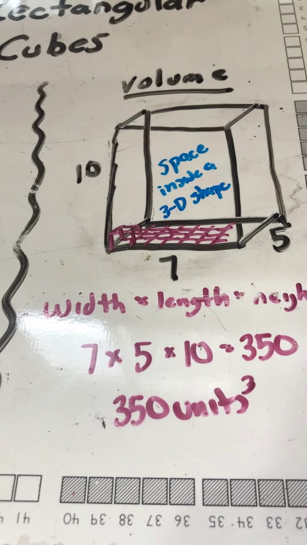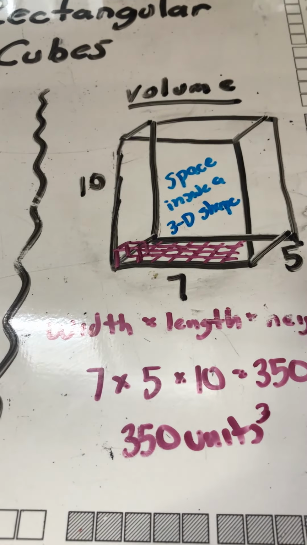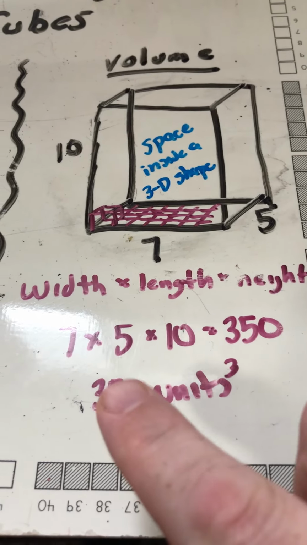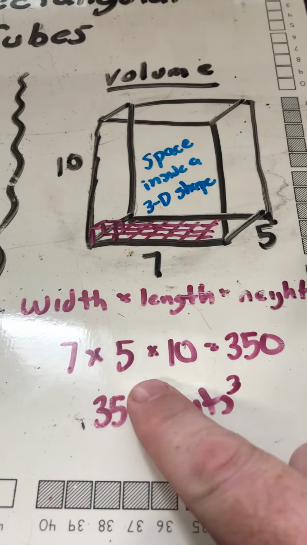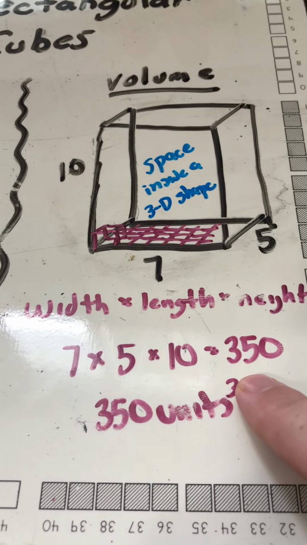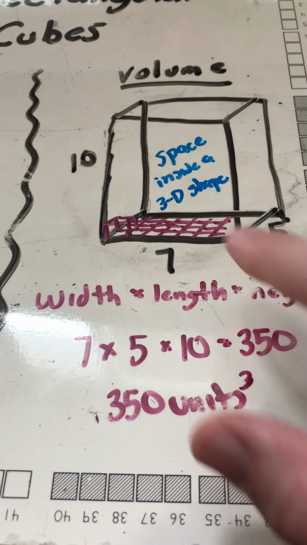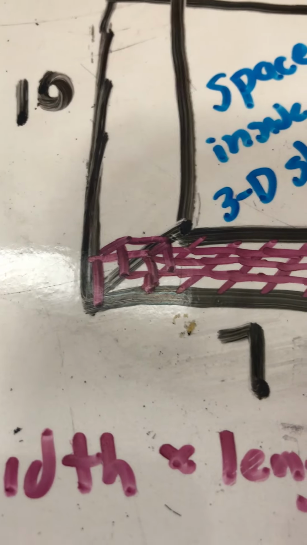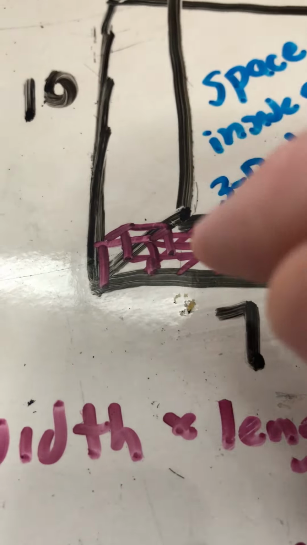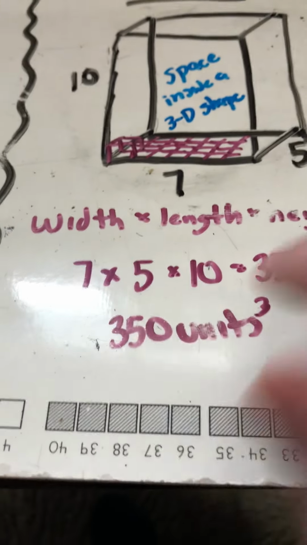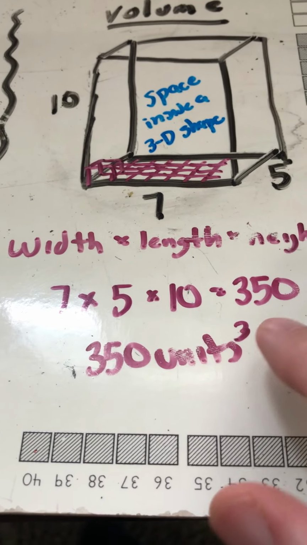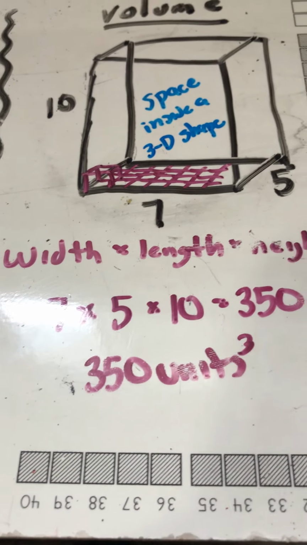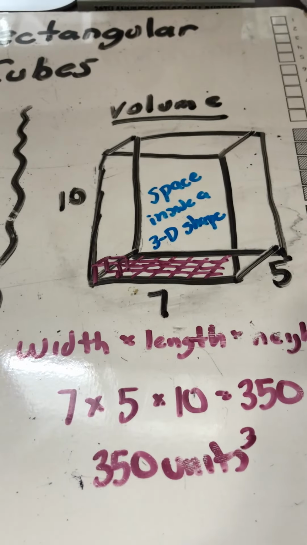Really, all you're doing when you're finding the volume is you're still finding the space inside. You're just adding a factor on to your multiplication problem. So you're going 7 times 5 times 10, or 350. And since this, not sure my picture does this justice, you're thinking about the inside being filled with little cubes. So it's 350 units, and this time you put a 3 because it's cubic units, and 3 is kind of our math symbol for cubes.